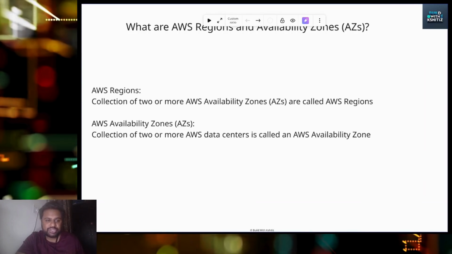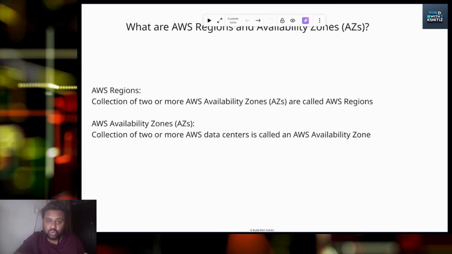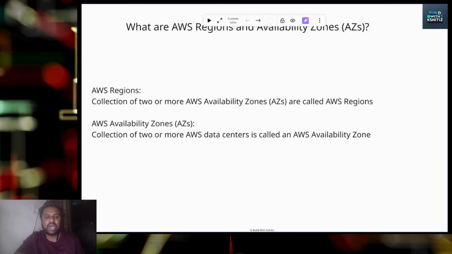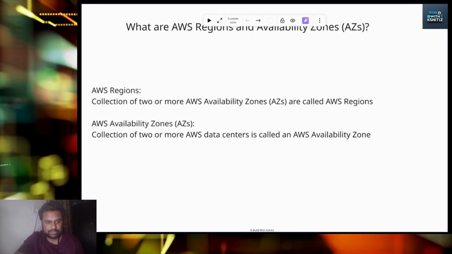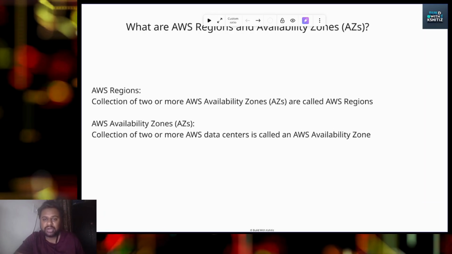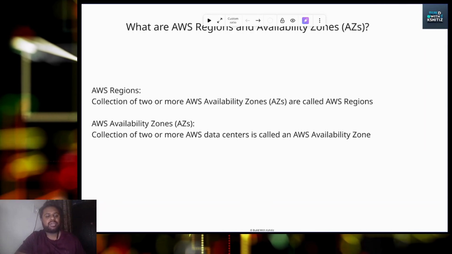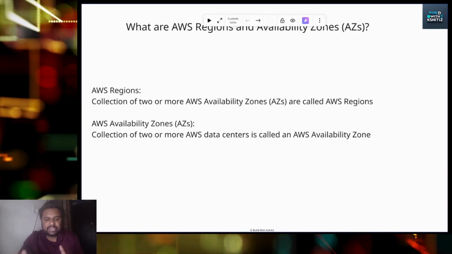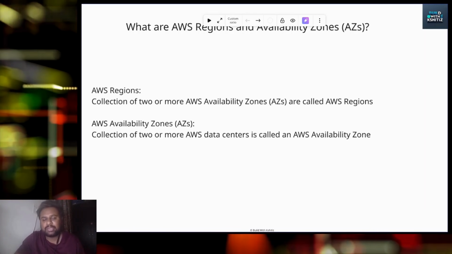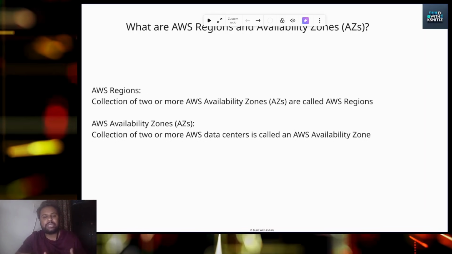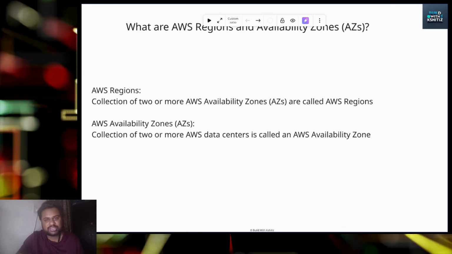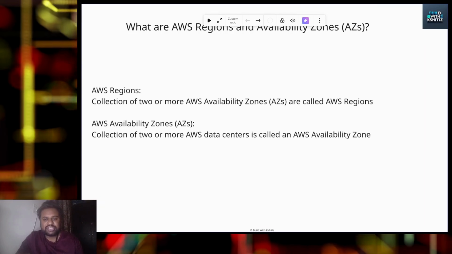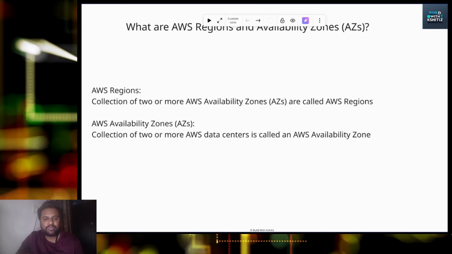AWS regions are a collection of two or more availability zones, and the collection of these zones is known as AWS regions. Now you may ask, what are availability zones actually? Well, it's very simple. A collection of two or more AWS data centers is called an AWS availability zone. A collection of these availability zones is called an AWS region. As simple as that. Now let's try to understand these regions and availability zones with the help of a diagram.